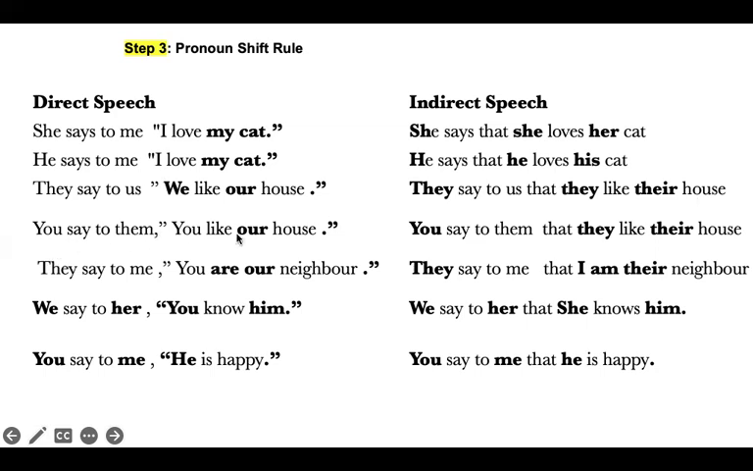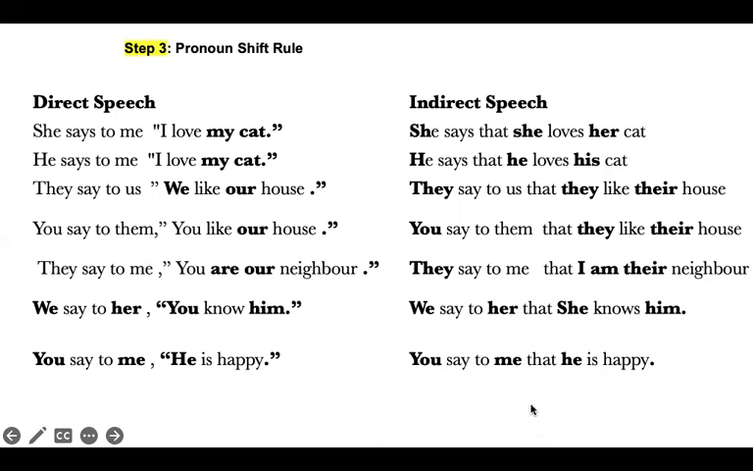You say to them, "You like our house." You say to, now this is second person, which would change according to the object. It would be your over here. They say to me, "You are our neighbor." They say to me that I am their neighbor. Because this is the first person, it will go to this side, and the second person to this side.